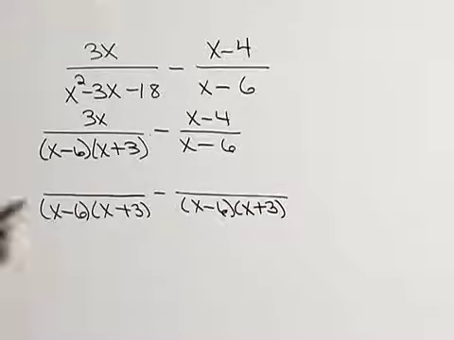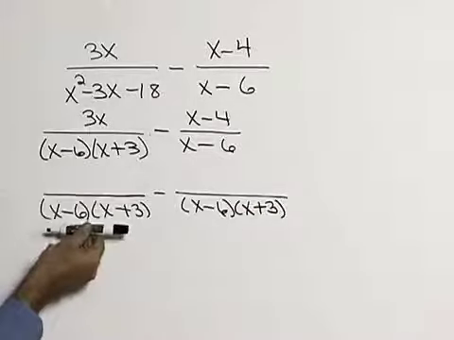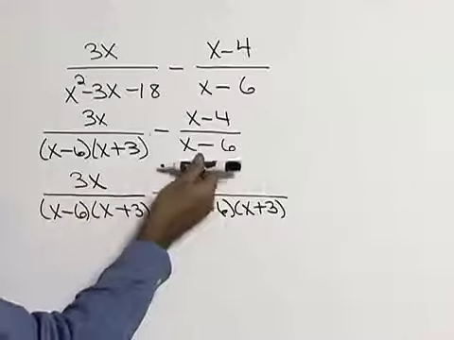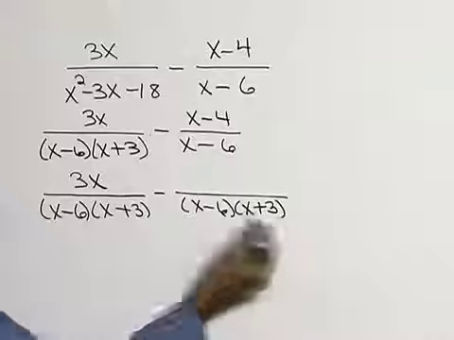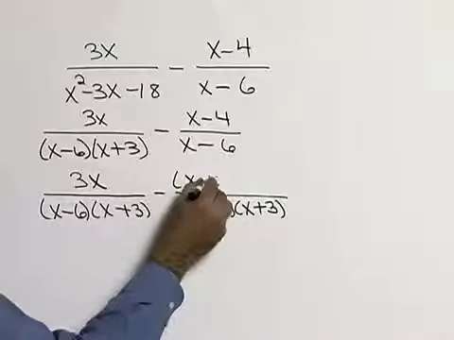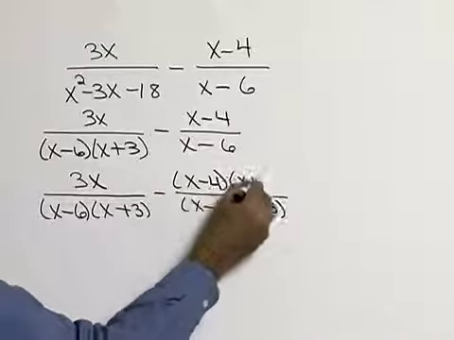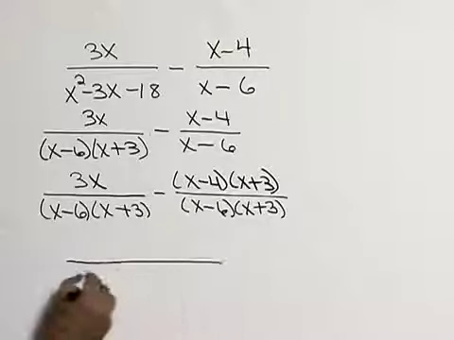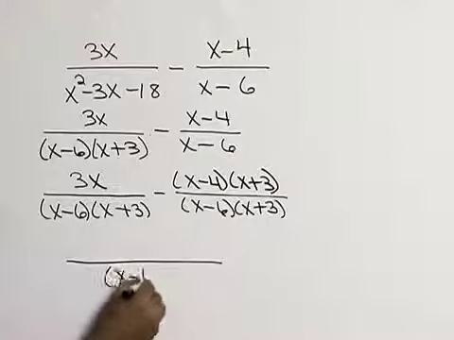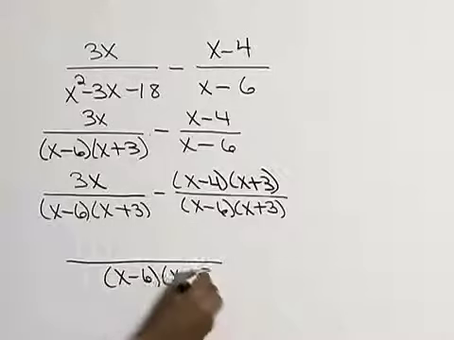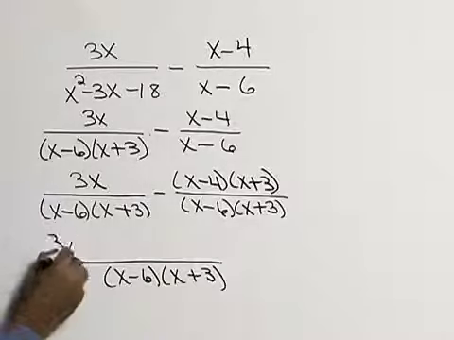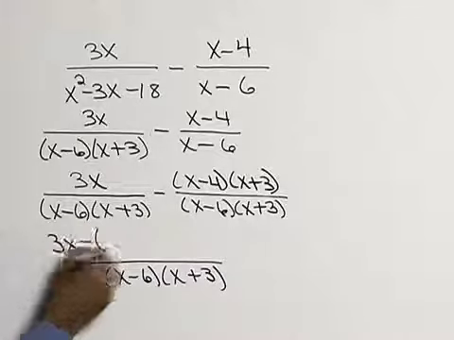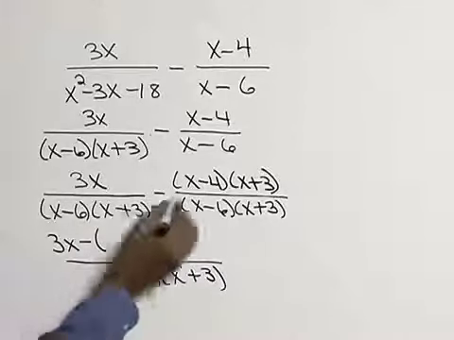So let's now rewrite our original fraction. Well, this denominator is already the same as this denominator, so we'll leave 3x in this numerator. This denominator is missing an x plus 3, so we'll multiply x minus 4 times x plus 3. All right, now we can put everything over our common denominator. And from our first fraction, we'll have 3x. From our second fraction, let's put our negative in there, and we'll change the sign in the next step.